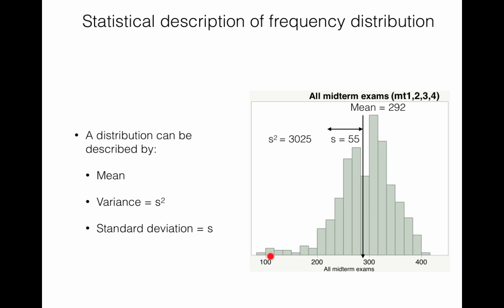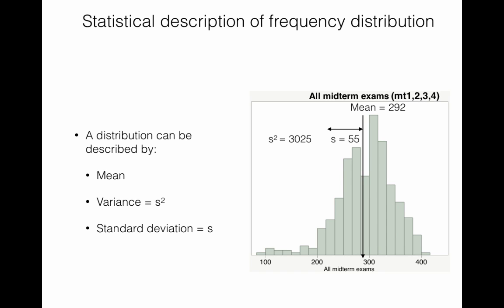A good example is the frequency distribution shown here for all the midterm exams from midterm 1 to midterm 4 in our class. And you can see that students are distributed from 400 to as low as 100. And the mean of this distribution is 292. We can calculate how dispersed the distribution is, that is how far it ranges from the mean, by measuring variance.